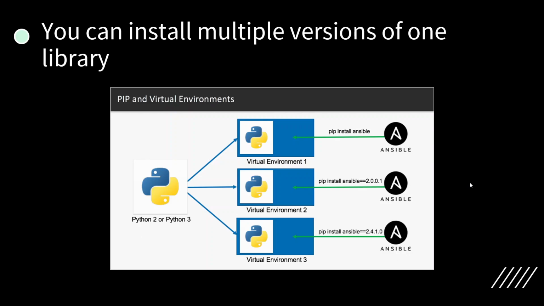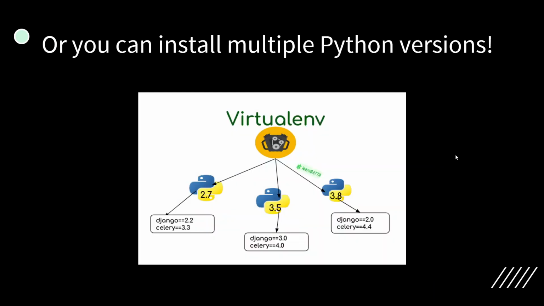So this is what I'm trying to say. For example, I just ripped this image off Google Images, but apparently there's this library called Ansible, and let's say you need 3 environments. You can install different versions of the same library for your different environments, based on the project that you're working on. And you can actually extend the idea of virtual environments to Python versions as well.